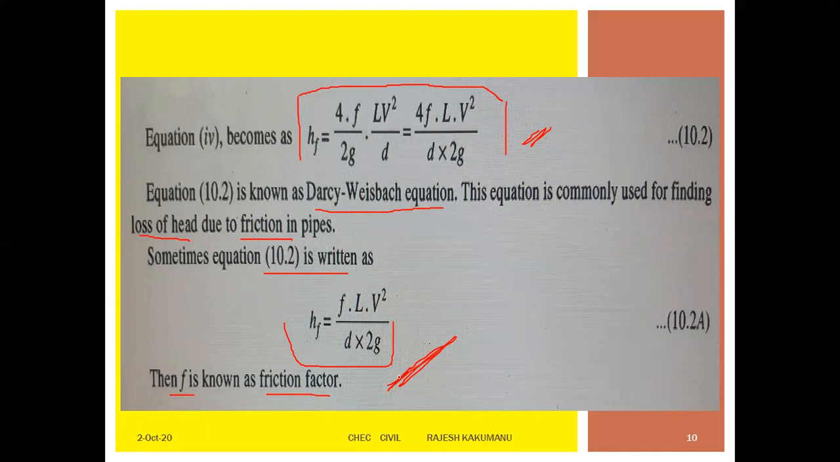Any doubts still here? The majority of students are not coming to the class regularly. Why?